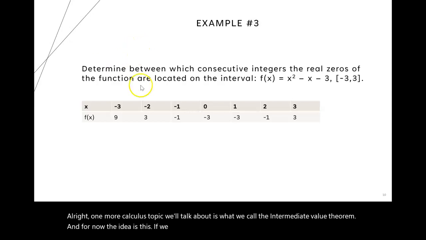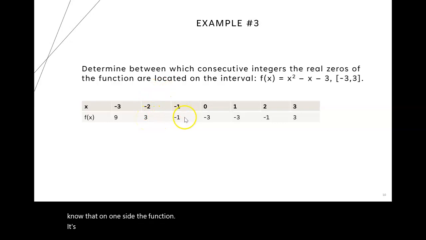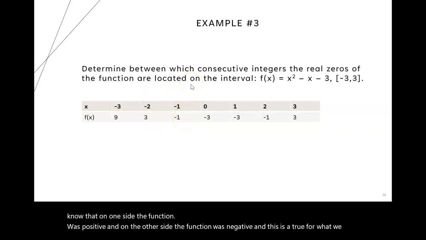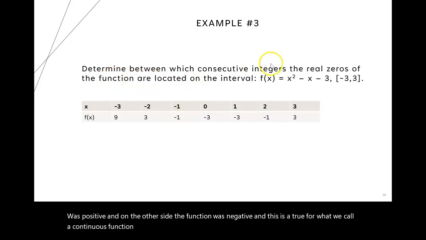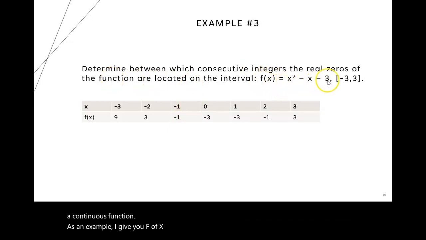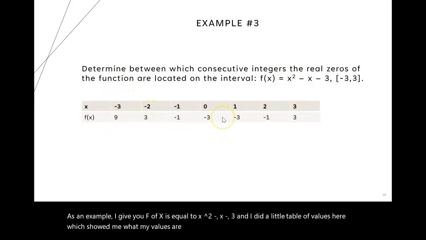If we have some sort of a function that crosses the x-axis, we'll know that on one side the function was positive and on the other side the function was negative. And this is true for what we call a continuous function. As an example, I give you f of x is equal to x squared minus x minus 3. And I did a little table of values here which show me what my values are for this function.